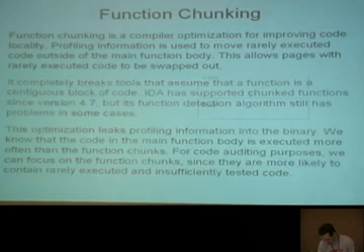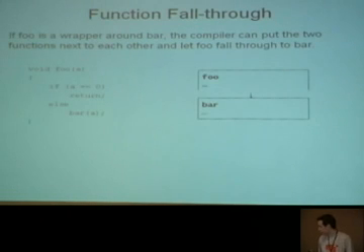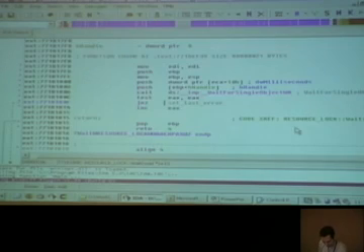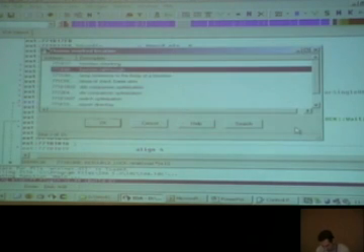Another weird thing that I've seen is function fall through. If you have a function which basically acts as a wrapper around another function, the compiler can put the two functions right next to each other, and then instead of having a call, it will just have the first function fall through to the second one. And here's an example of that.